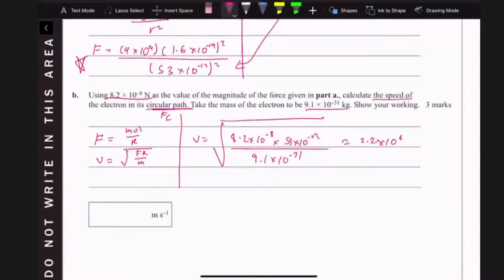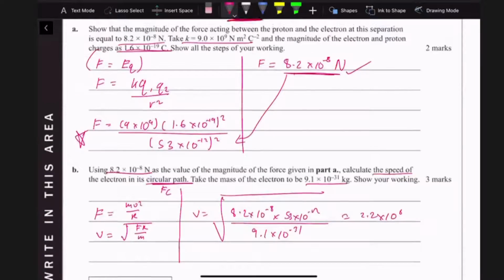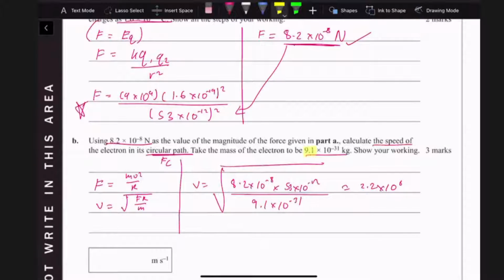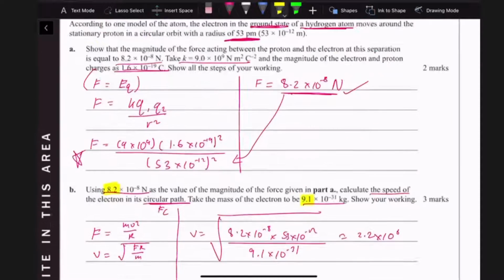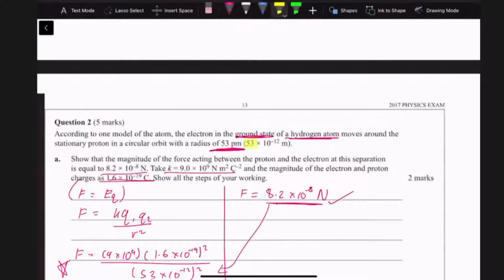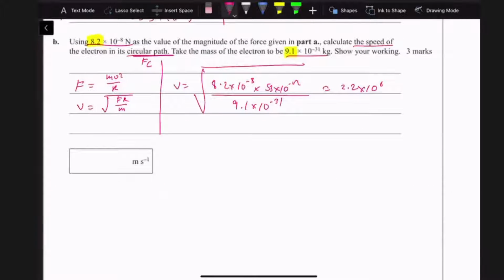In the answer report for this year, I think they were cracking down on significant figures. So the lowest amount you can see is 2, because you have 2 here and 2 here. And the other value we used was this one, which was also 2. So 2 significant figures. So 2.2 times 10 to the 6.